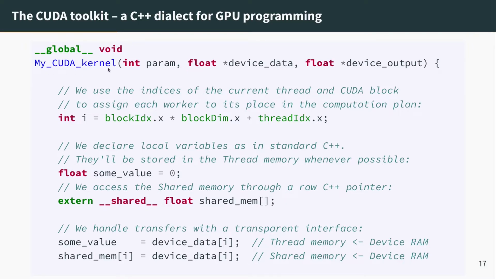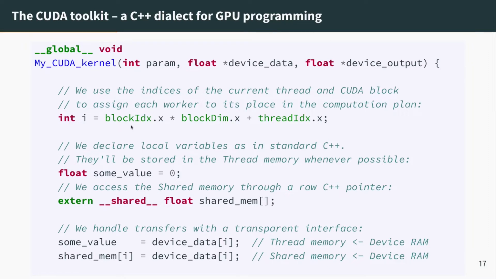So then my CUDA kernel, so my CUDA program, takes 3 parameters as input. So first, an integer, like a parameter. And then, a float star just means the address of an array of float numbers. So here, that's the address in the device RAM of my input data, and then the address of where I want to write the output data.